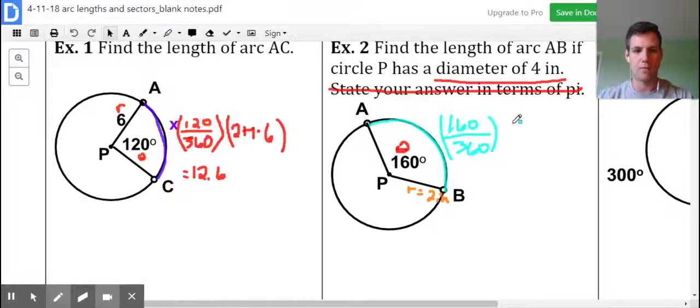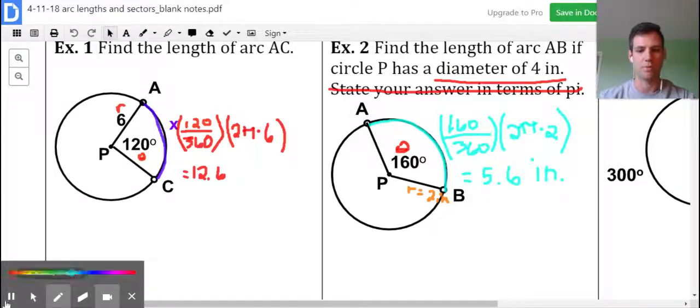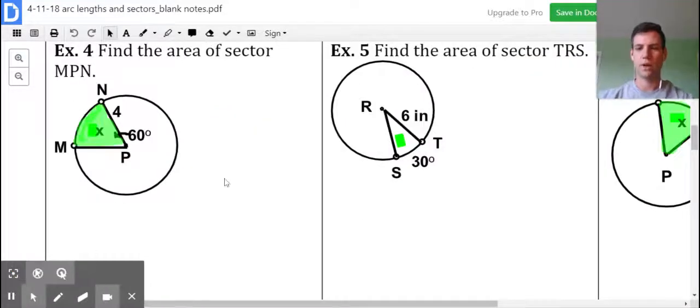And we would then multiply that by the circumference of 2 pi times 2. And if you put all of that into your calculator, you get approximately 5.6 inches for arc A to B in this problem. We are now looking at some sector area problems.